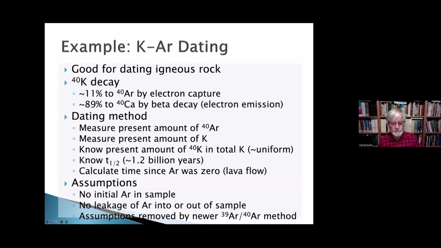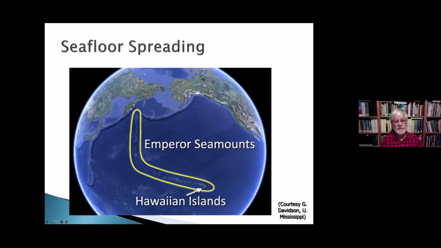For example, if the lava comes out underwater or under high pressure and cools very quickly, it can freeze in some argon. And also argon can leak in or out of the sample. But there's a newer method called the argon-39, argon-40, or argon-argon method, that corrects for these things as well. So it's very good for dating igneous rock. Here's an example, courtesy of Greg Davidson. The Hawaiian Islands are right here. They're part of a big chain of islands that connects up to the Emperor Seamounts and goes toward Japan.